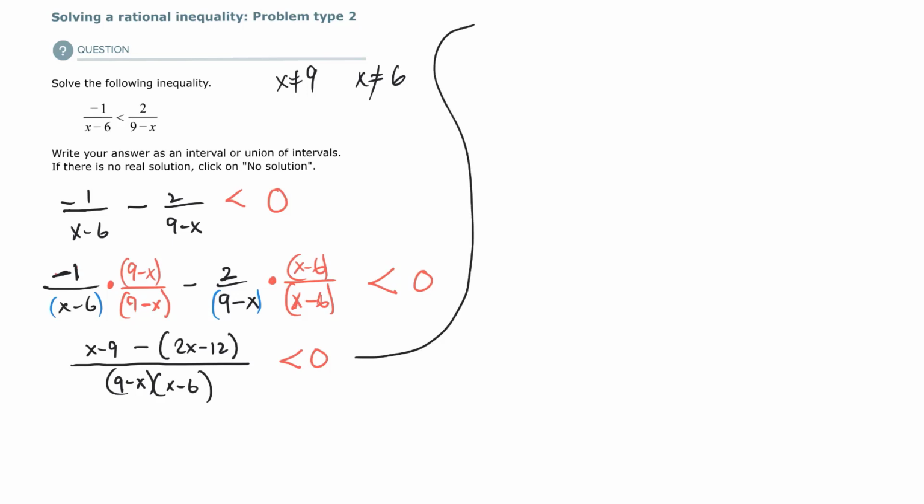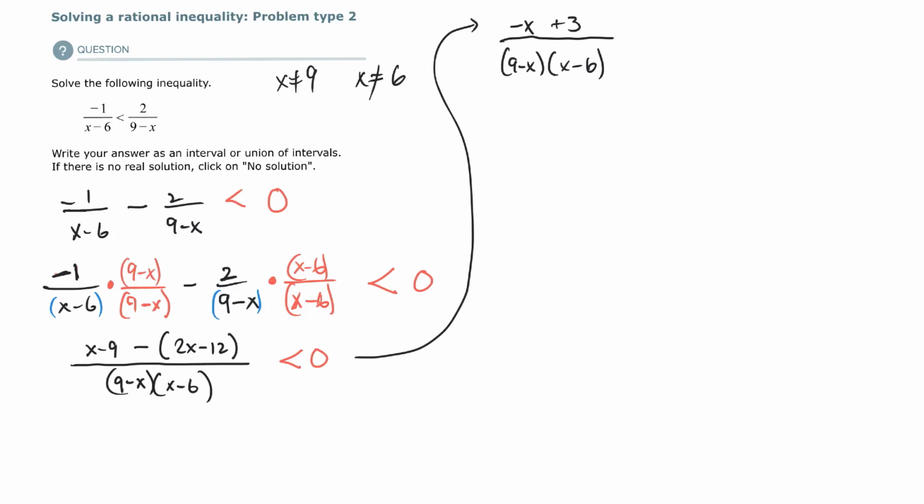I'm going to write this up here. Let's simplify things a little bit. We have an opposite of x in the numerator, and then we have a plus 3, all over what? A quantity 9 minus x times the quantity x minus 6.